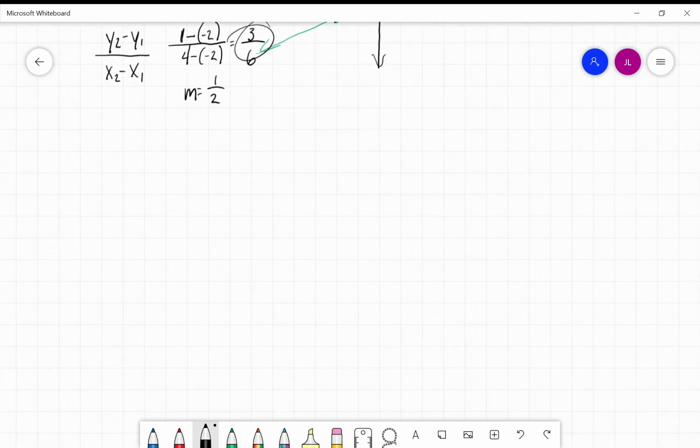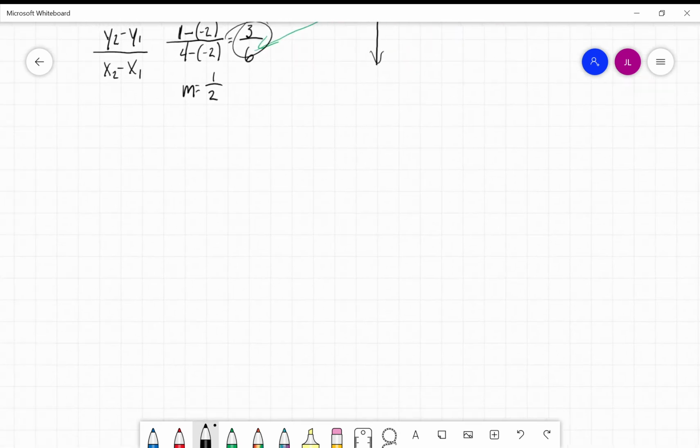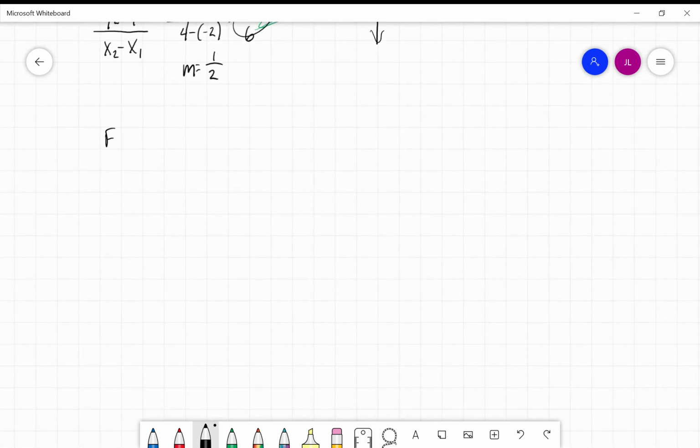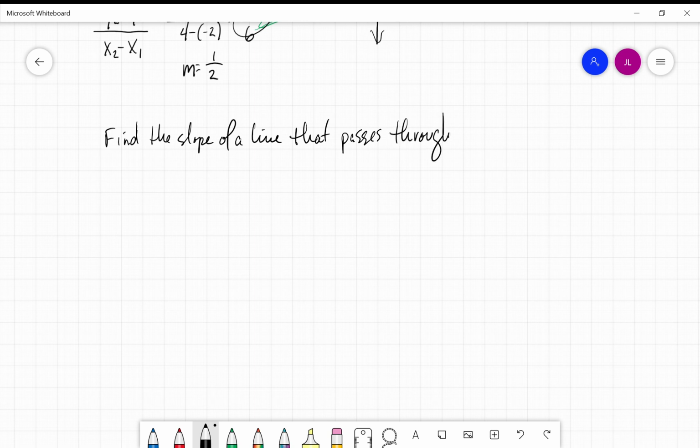So let's look at one more quick example of this, and we're not going to use a graph this time. We're going to say, find the slope of a line that passes through 2 points, and the 2 points are (3, 8) and (-1, -4). So we don't need a graph, we just need our points here.